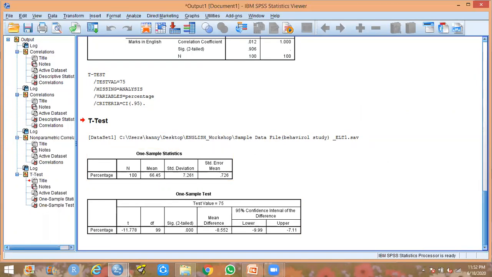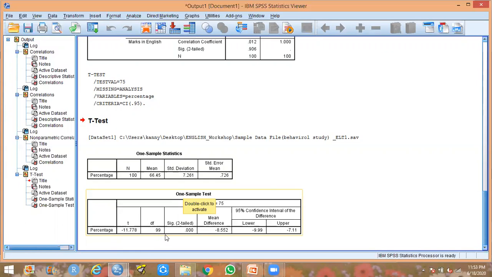But our wish is to test whether the academic performance of the students is 75% or not. That we are testing. So with the one sample t-test, the one sample t-test has given these results. So your t-test value, this is computed by using the small sampling t-test, is of course 11.778.